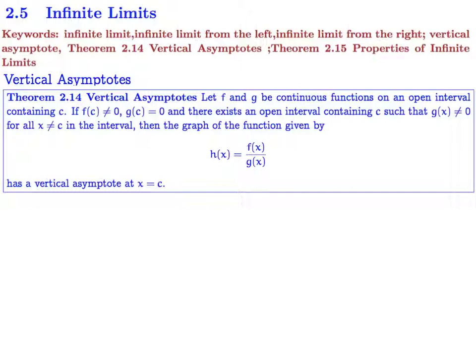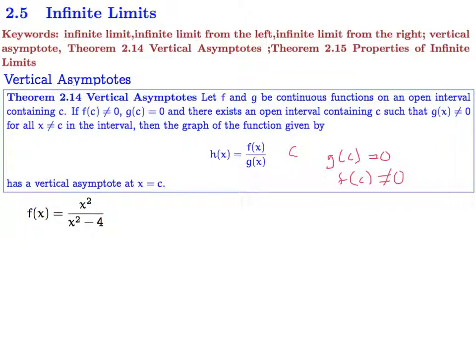Okay, so this isn't the clearest thing in the world, but let's go through and see what this is really saying. Basically, what I want to do is find a c so that g of c, my denominator, is 0, and my numerator, f of c, is not equal to 0. And if this happens, I'm going to have a vertical asymptote.